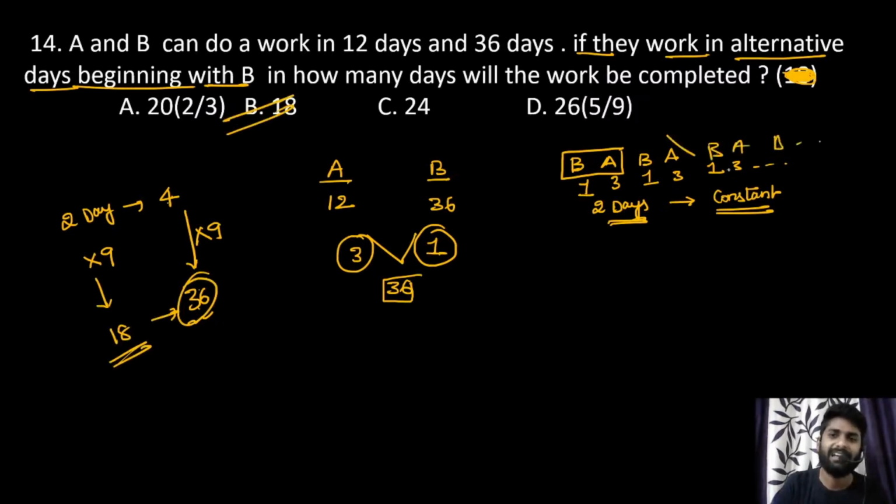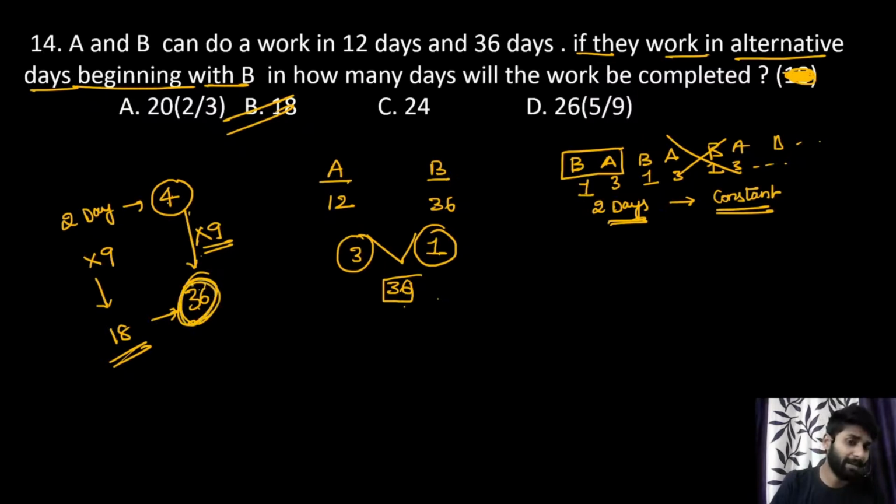9 cycles, but it is a waste of time if you consider counting each cycle. That's why I am taking every 2 days. Every 2 days they completed 4 units. If you want to complete 36 units, it takes 9 cycles. In the same way, you should multiply the left-hand side and the right-hand side. 9 2s are 18, 4 9s are 36.